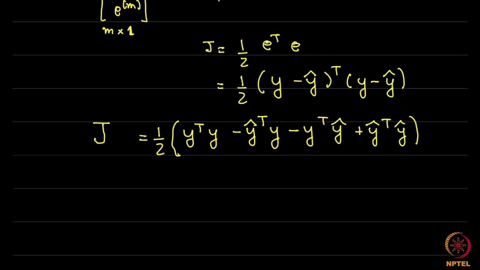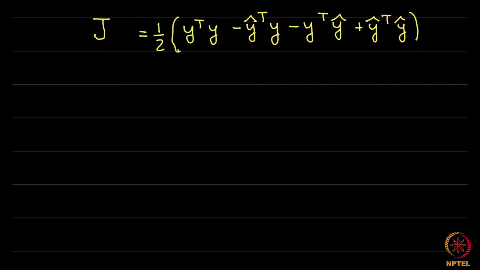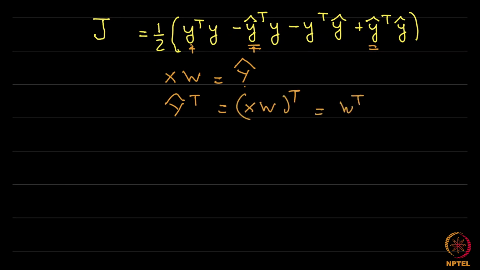How is this useful? I am going to take one further step. Remember that we have a model for Y hat. This, of course, is an entire vector. X times W is equal to Y hat. Okay. So Y hat is equal to X times W. We can also write Y hat transpose, which occurs in a couple of terms. Y hat transpose is (XW) transpose, which is W transpose X transpose. Okay. So we are going to substitute these expressions here and write them out now.